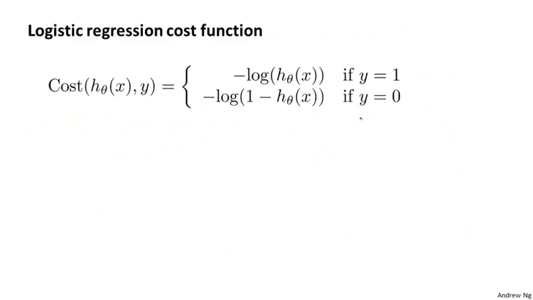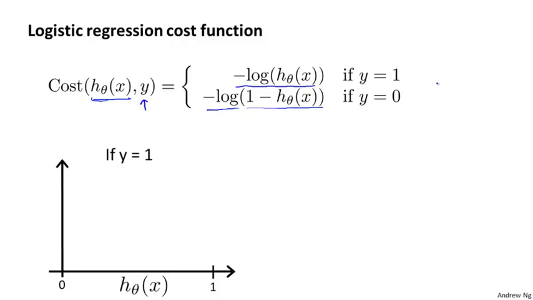We're going to say that the cost, or the penalty, that the algorithm pays if it outputs the value h of x, so if this is some number like 0.7, right? But if it predicts the value h of x and the actual label turns out to be y, the cost is going to be minus log h of x if y is equal to 1, and minus log 1 minus h of x if y is equal to 0. This looks like a pretty complicated function, but let's plot this function to gain some intuition about what it's doing.